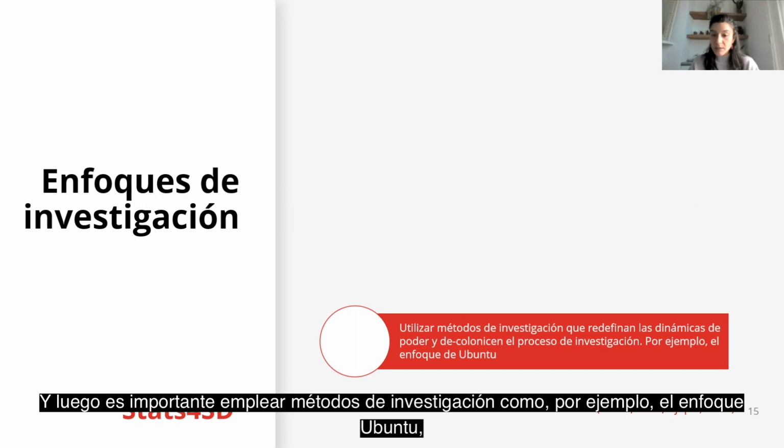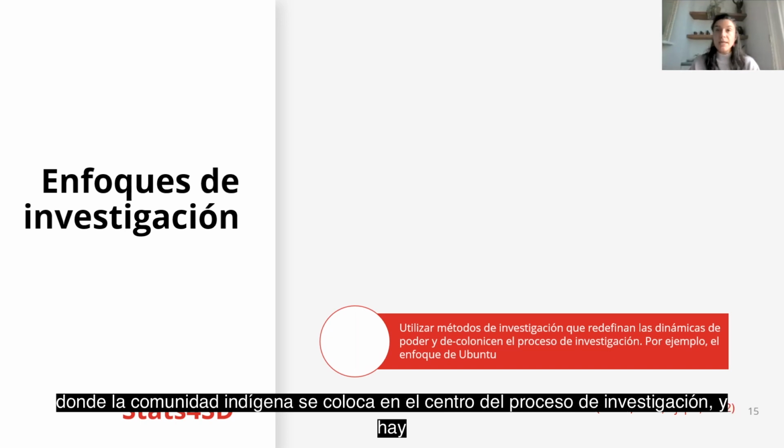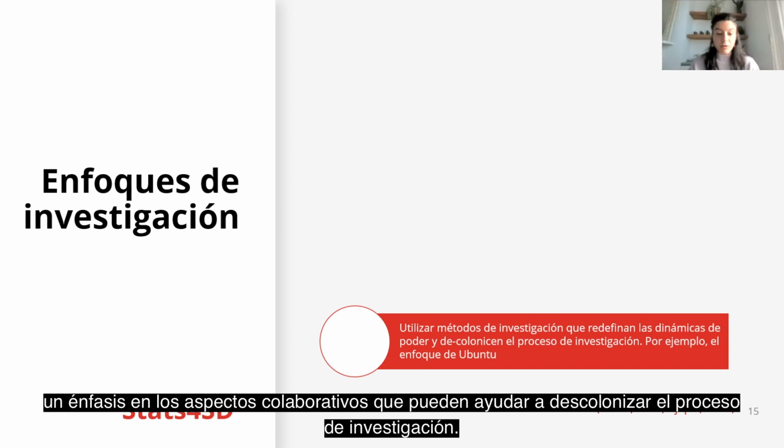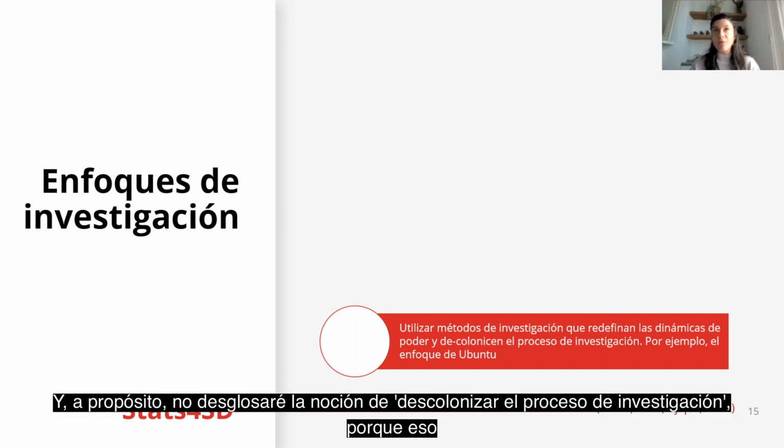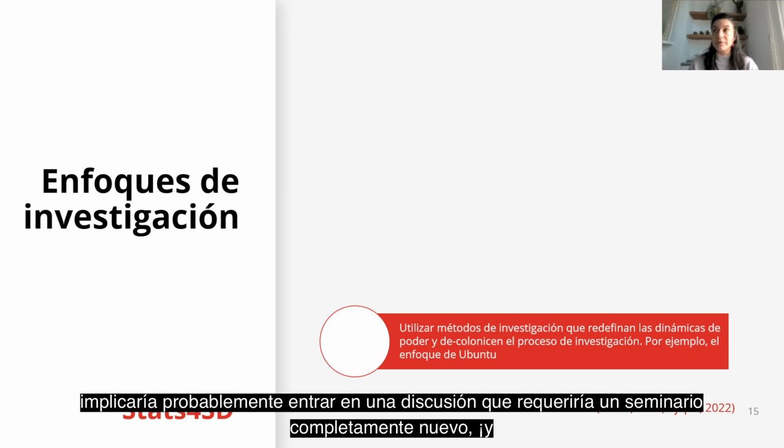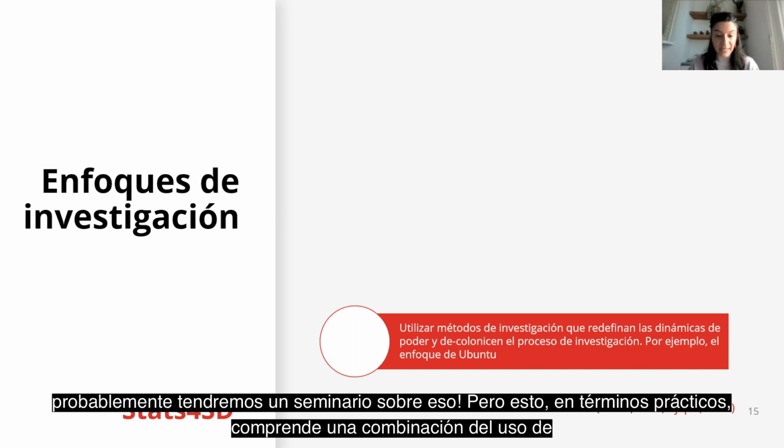And then it is important to employ research methods, such as, for example, the Ubuntu approach, where the indigenous community is placed at the center of the research process, and there is an emphasis on collaborative aspects, which can all help decolonize the research process. And I will, on purpose, not unpack the notion of decolonizing the research process, because that would entail probably getting into a discussion that would take a whole new seminar, and probably we will have a seminar on that.